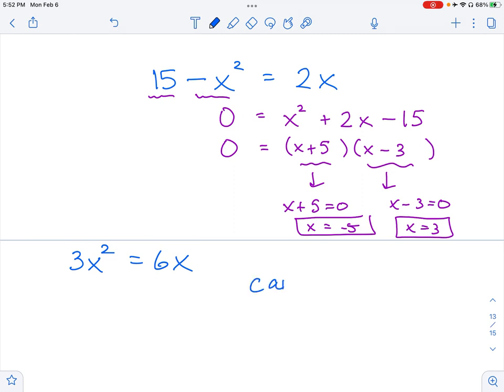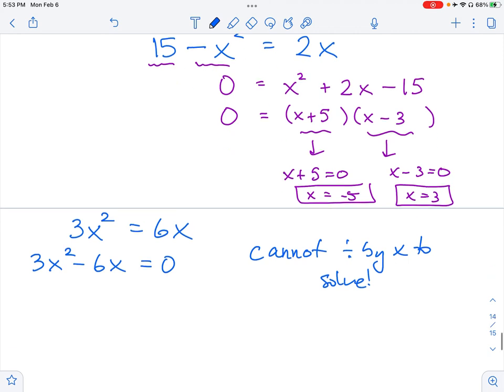I'm just going to put here, cannot divide by x to solve. The reason is because x could be 0. I don't know what x is at the moment. X could be 0, in which case I can't divide by 0, and I'm eliminating a potential solution. So again, stick with the rule. The rule is we have to get a 0 on one side. So I'm just going to move that 6x to the left by subtracting, and then I can factor.